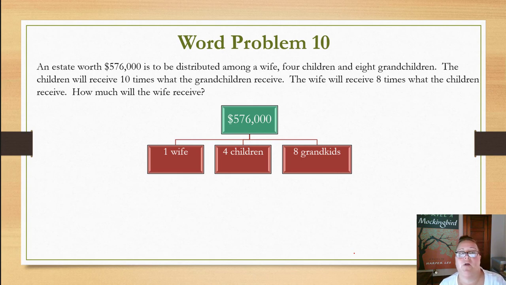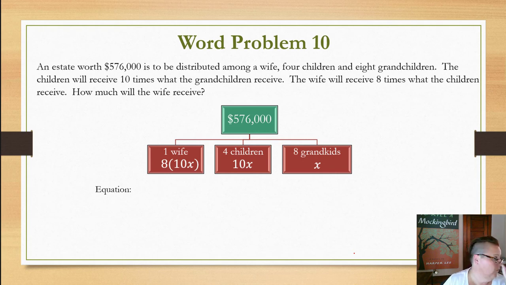Now, who gets the smallest amount? We're going to make that our X. The smallest amount goes to the grandchildren. So I'm going to put my X value where the 8 grandchildren are. I know that the children get 10 times that amount, or 10X. So I'm going to put the 10X there. The wife gets 8 times what the children get. So that's going to be 8 times 10X. These 3 categories, when added together, will give me my total.